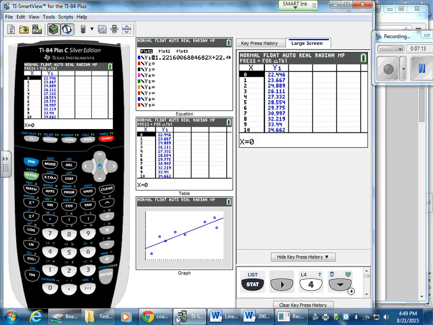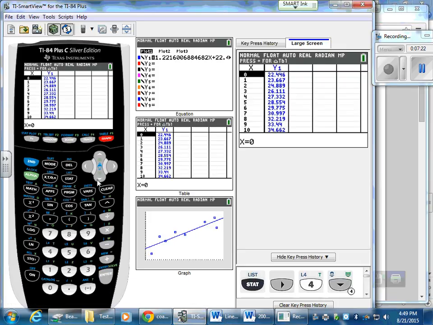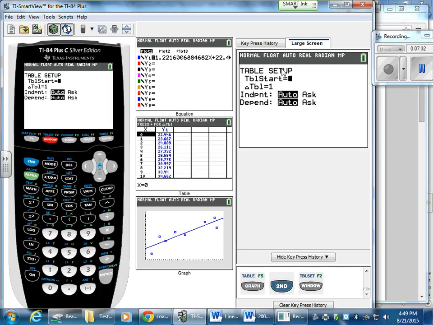What if I wanted to know, if the average was 50 years, what would the maximum be? Well, I don't want to take all day to scroll down to 50. I could, but a shorter way is to change the way this table's working. Right above window it says table settings. If you go there, right now my table's starting at 0. This symbol is delta, so delta table is 1, so that means it's changing by 1. It's going 0, 1, 2, 3, 4, 5. And my independent, which is my x values, are automatic, and so are my y's. What I'm going to do is change my independent variables from auto to ask.